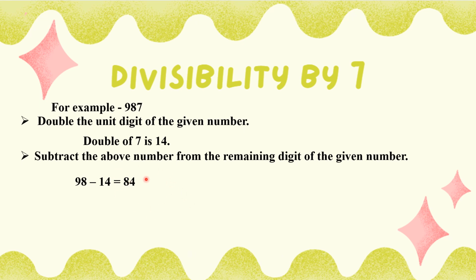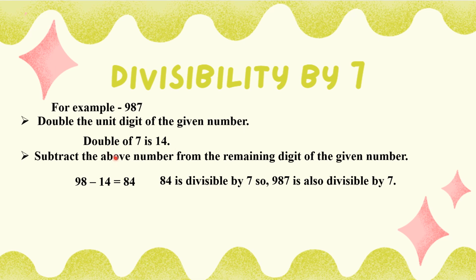Now you have to see if 84 is divisible by 7, then we can say that 987 is also divisible by 7. 84 is divisible by 7, right? 84 comes in the table of 7. So I can say that 987 is also divisible by 7.